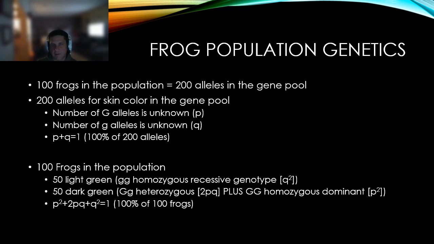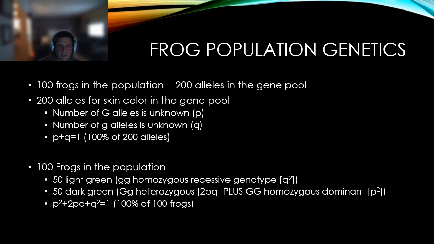Okay, so we'll talk about frog population genetics because we were talking about that in class. So we have 100 frogs in a population and 2 alleles that code for skin color. We have 200 alleles in the gene pool for skin color. The number of dominant big G alleles is unknown, and we represent that with p. The number of little g recessive alleles is unknown, and we represent that with q. But we know that p plus q equals 1, 100% of the 200 alleles.